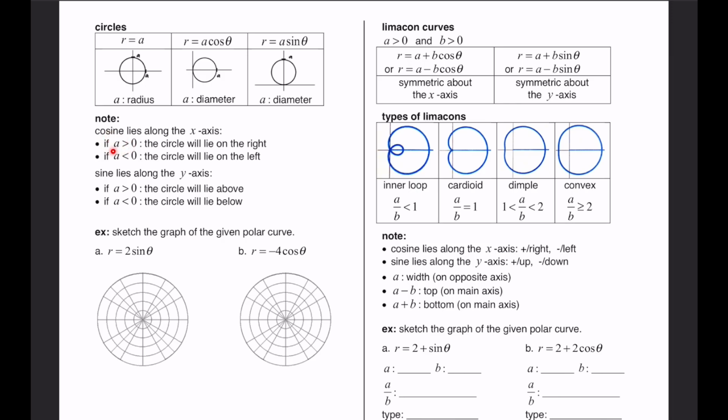For cosine, if a is positive, then the graph will lie on the right side of the x-axis. If a is negative, the circle will lie on the left. And similarly for sine, if a is positive, the circle will lie above along the y-axis, and if a is negative, the circle will lie below. All right, so using all of that, let's go ahead and do the next example.